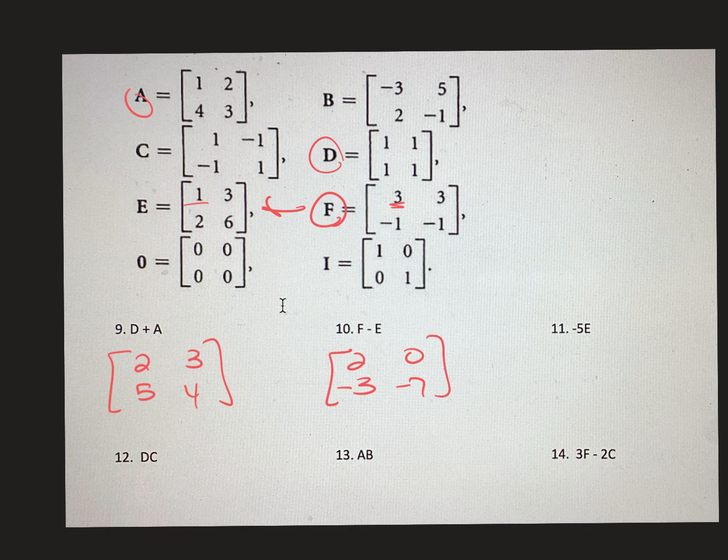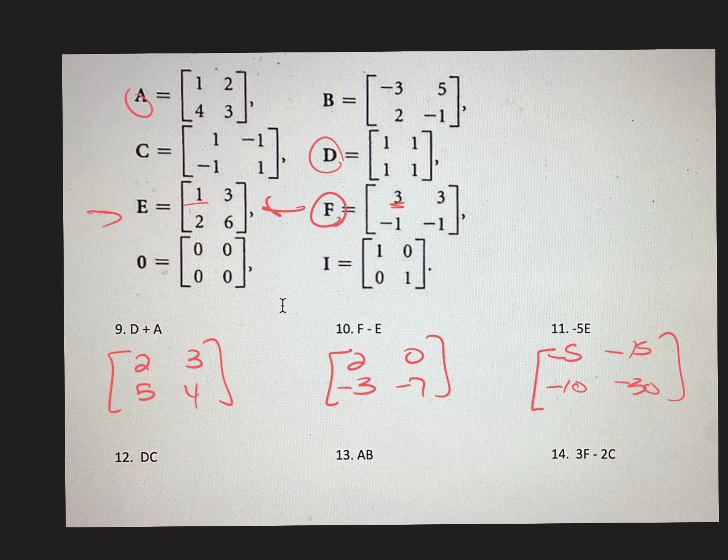All right, number 11 says negative 5 times E. Negative 5 is called a scalar, remember? Just multiplying everything in matrix E times negative 5. Matrix E is right here, so it's being negative 5, negative 15, negative 10, negative 30. There you go.